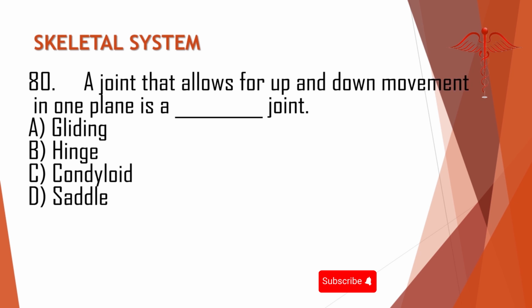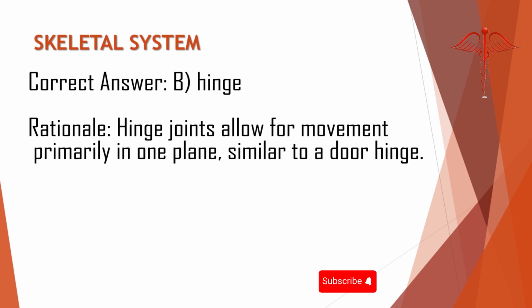80. Which joint allows for up and down movement in one plane? A. Gliding. B. Hinge. C. Condyloid. D. Saddle. Correct answer, B. Hinge. Rationale: hinge joints allow for movement primarily in one plane, similar to a door hinge.